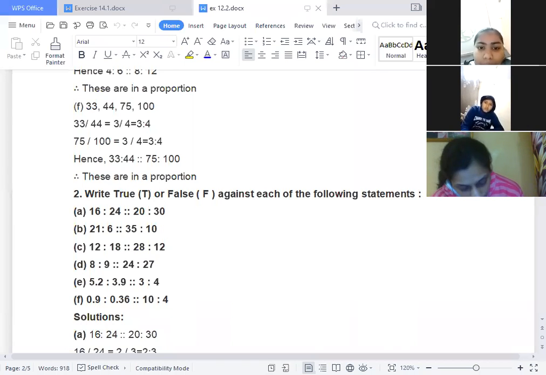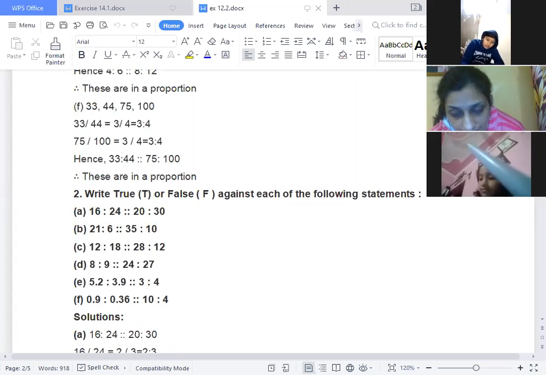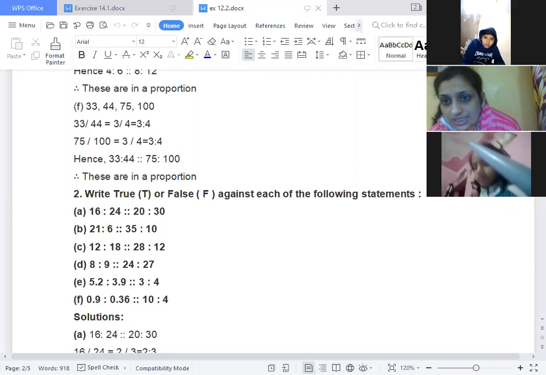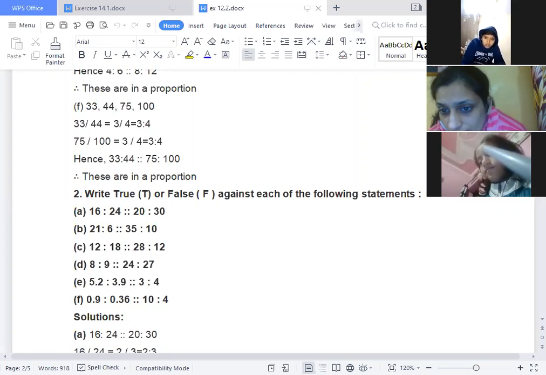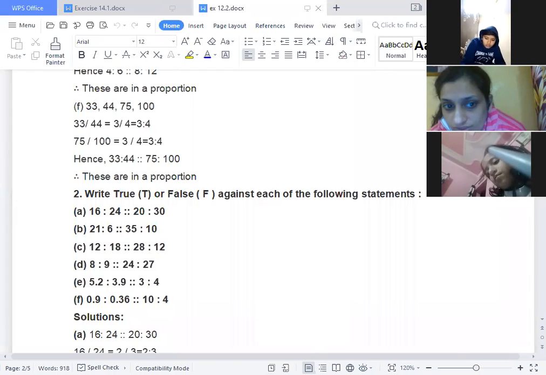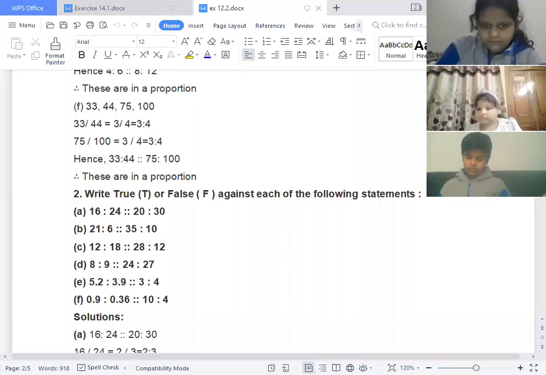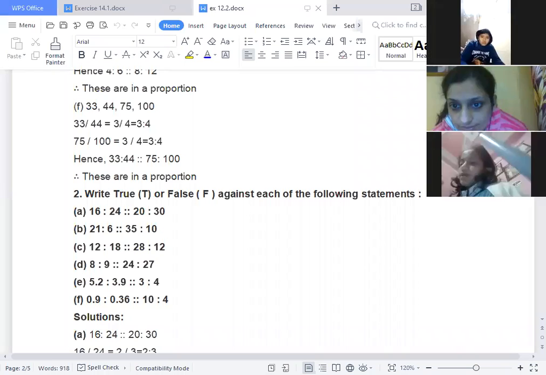Ma'am, question number 2, do we have to do it in the book or notebook? Notebook. You have to solve it. You have to tell whether they are in proportion or not in proportion. As you have done question number 1, same way you have to do question number 2 also. In question number 1, if they are in proportion, then the statement is true. If they are not in proportion, the statement will be false. Okay. Is it clear?